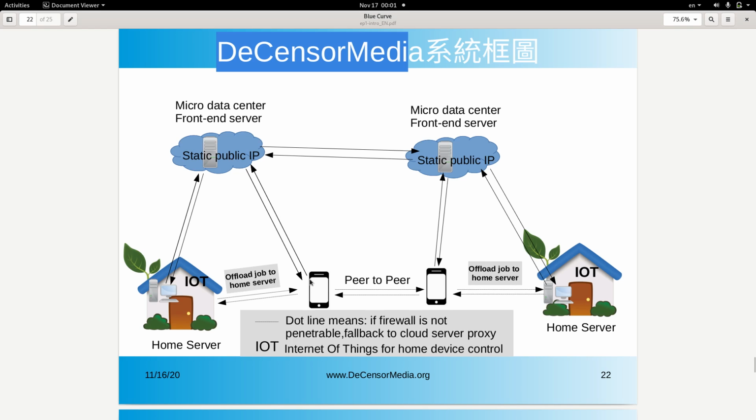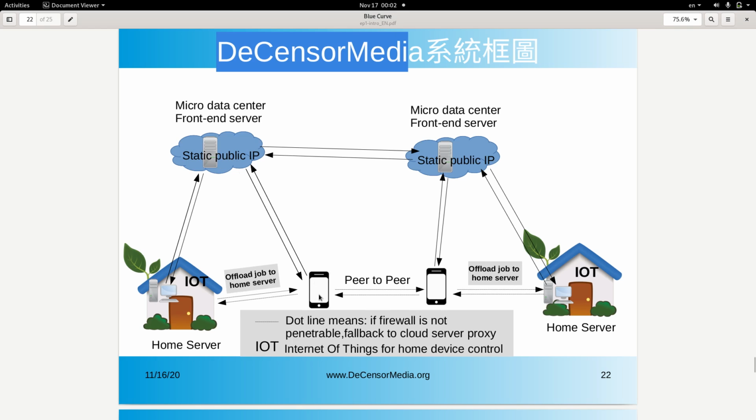Firewall. Okay. So we have to fall back to the static macro data center, which is the front-end server. It's like a gate, a door to our home server. So we have to fall back to this. But also, this connection is encrypted. That's much safer.